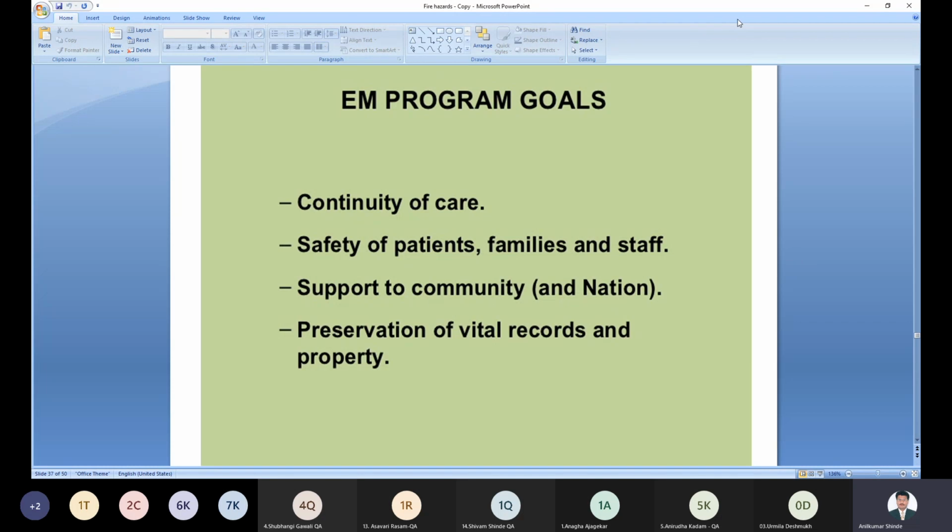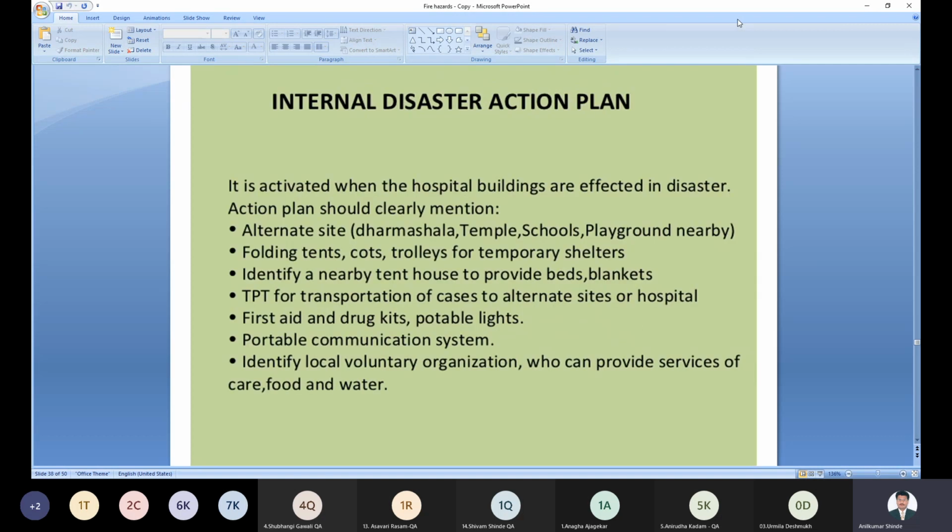During a fire, there is a chance that important records may be burned, and property too. So that will be avoided. Then an internal disaster action plan must be required. Every company has a disaster management plan, and these are the different plans that should be required.